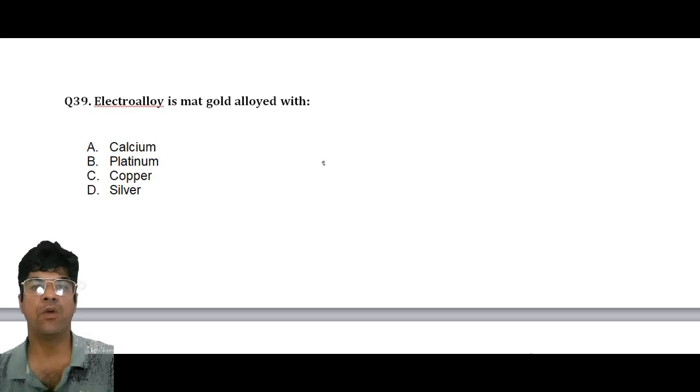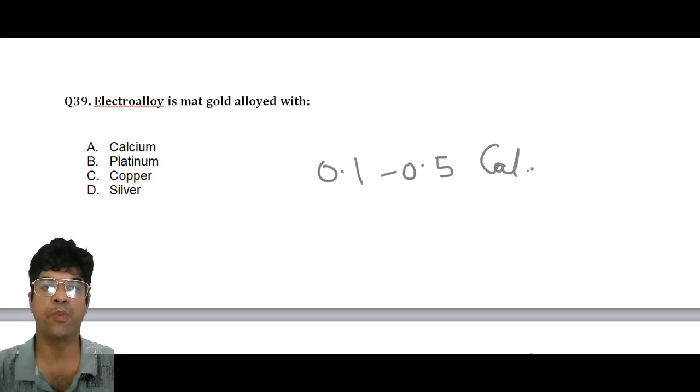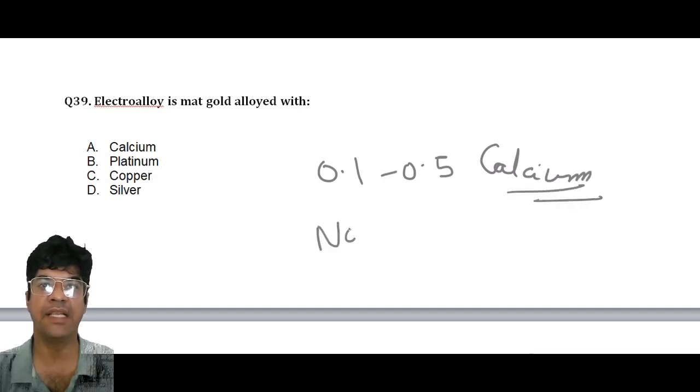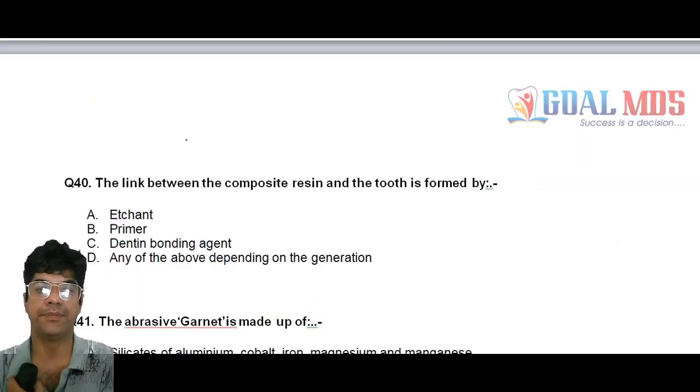Electrolyte, it is a matte gold alloy with electrolyte. It is a matte gold that is alloyed with 0.1 to 0.5% by weight of calcium, wrapped in number 4 foil. So the answer is A.